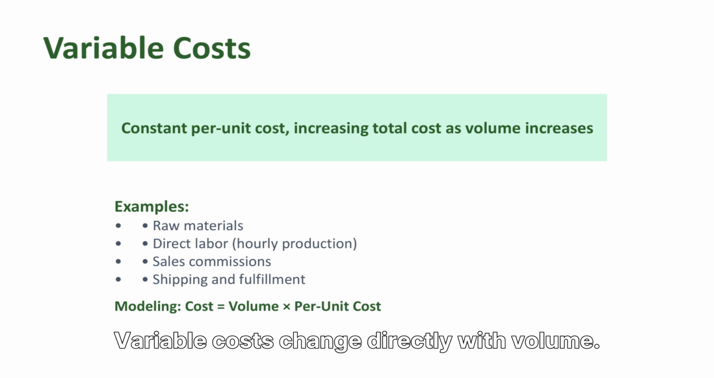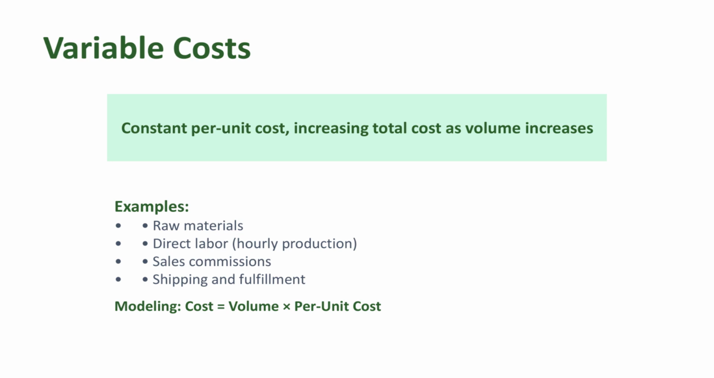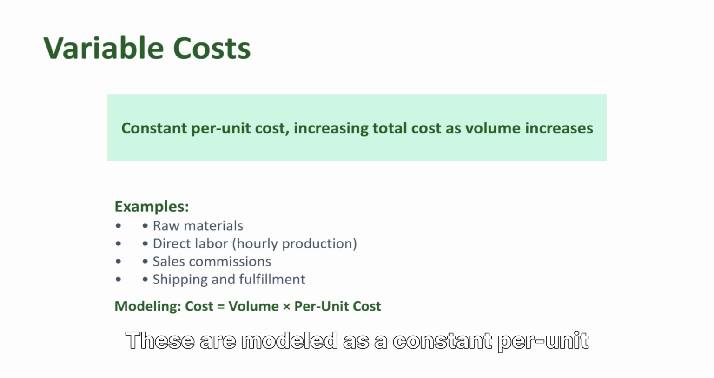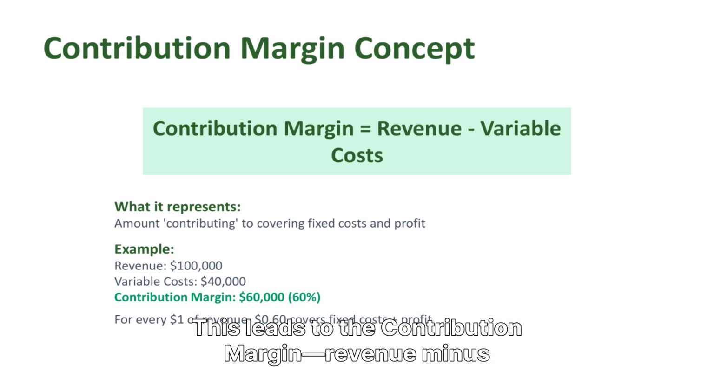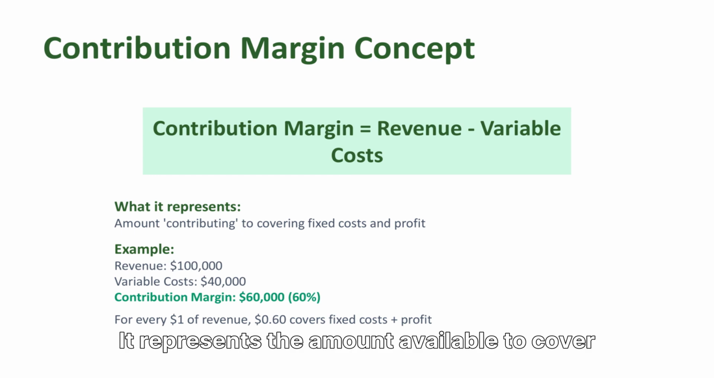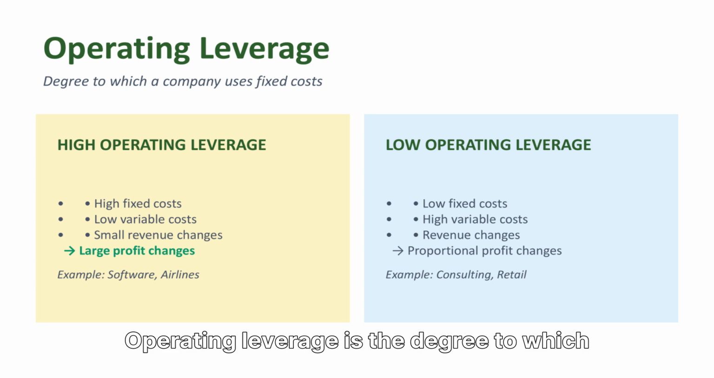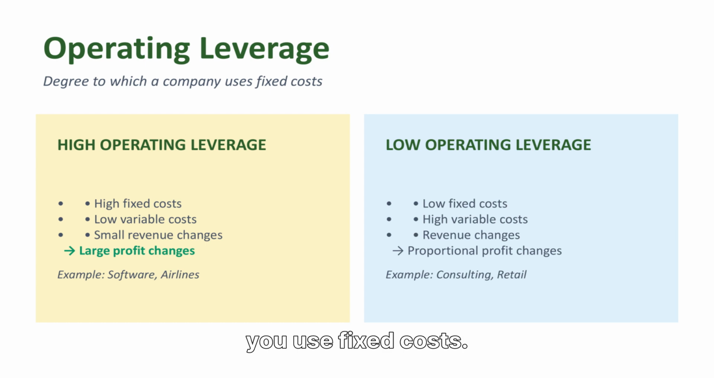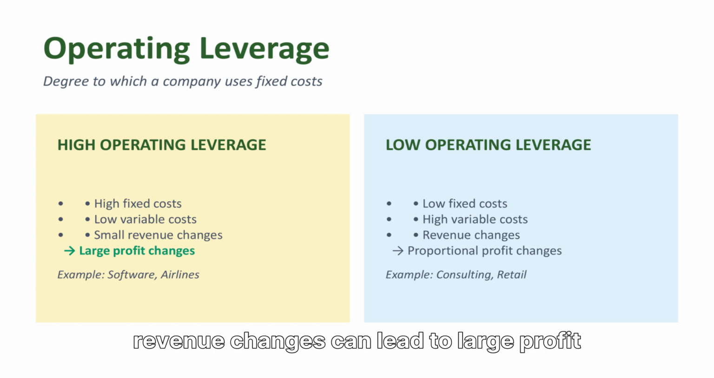Variable costs change directly with volume. Examples include raw materials and shipping. These are modeled as a constant per-unit cost multiplied by volume. This leads to the contribution margin, revenue minus variable costs. It represents the amount available to cover fixed costs and eventually generate profit. Operating leverage is the degree to which you use fixed costs. High leverage, common in software, means small revenue changes can lead to large profit swings.